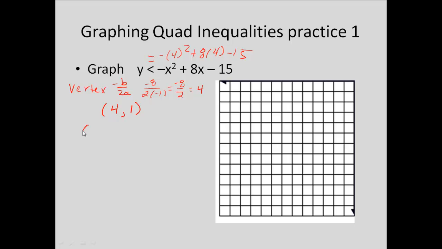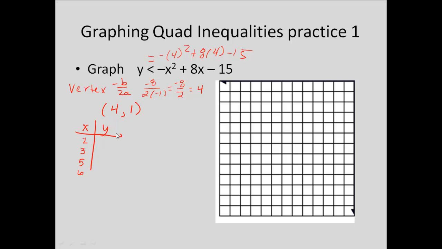Then I need to do my table of values. So I go ahead and I pick an x, or make an xy chart. And since my vertex is at 4, 1, I need 2 points to the right of 4 and 2 points to the left of 4. So I'm going to pick 2 and 3 for my points to the left of 4, and I'm going to pick 5 and 6 for my points to the right of 4.